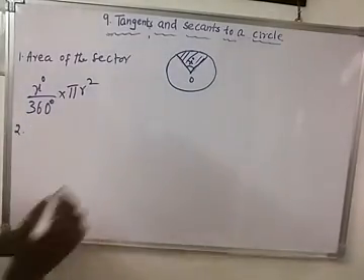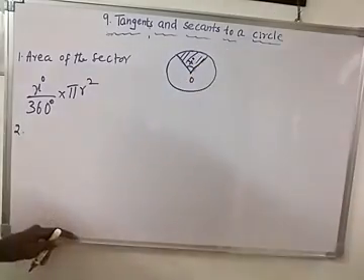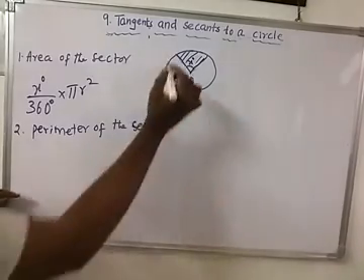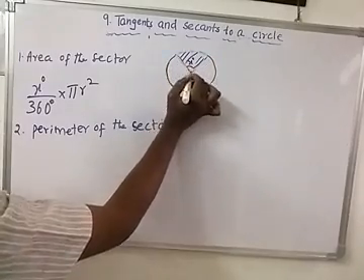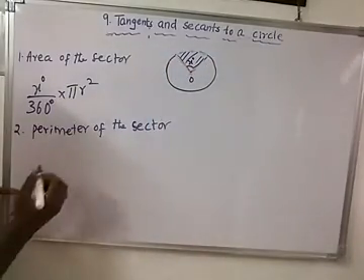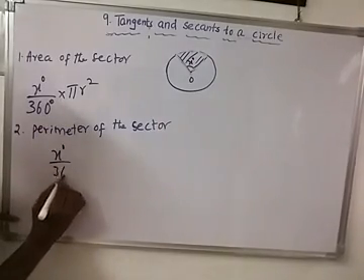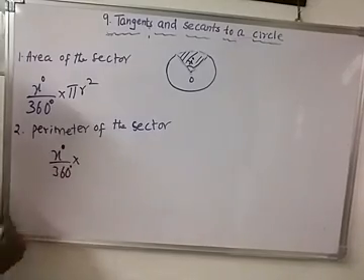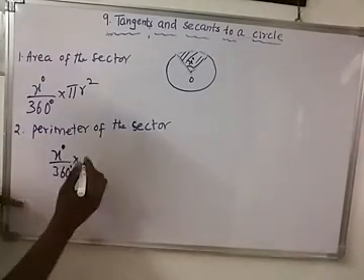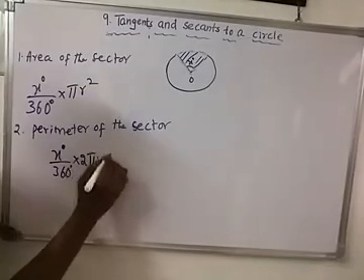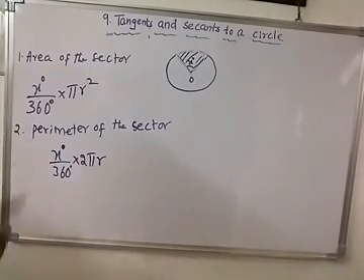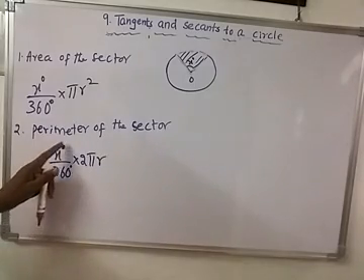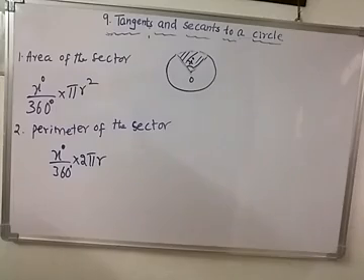What is the perimeter of the sector, or the circumference of the sector? The perimeter of the sector is this arc length and also two radii. That is x degrees by 360 degrees into the circumference of the circle, that is 2 pi r. So the perimeter of the sector is x degrees by 360 degrees into 2 pi r.